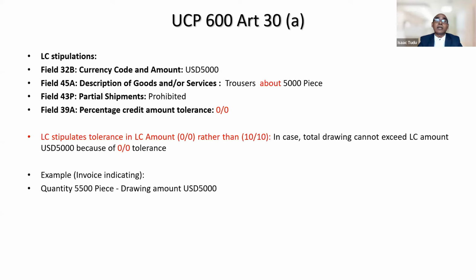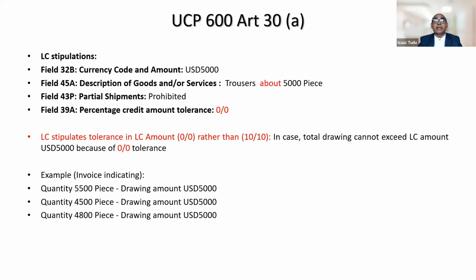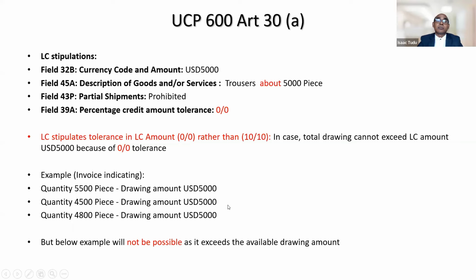So in this example, quantity could be 5,500, drawing amount could be only 5,000. Quantity 4,500, drawing amount could be 5,000. Quantity 4,800, drawing amount could be 5,000. So the quantity, you can see here, is totally based on plus or minus 10% tolerance, right? And there is no tolerance available against the LC amount, right? But the below example will not be acceptable as it will exceed the available drawing amount.